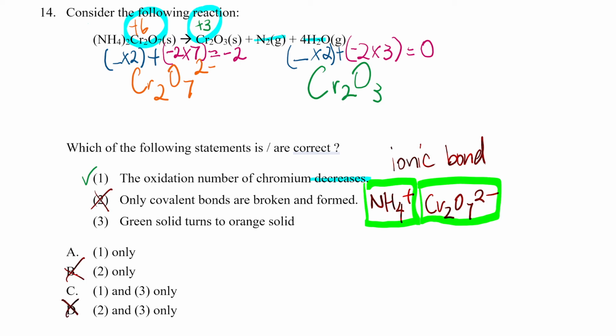It says green solid turns to orange solid. Now you can see the colors that I was using originally. The dichromate ion over here is orange in color, and the other ion on the other side is the chromium ion, which should be green. So it's the other way around. So the only answer for this is A.